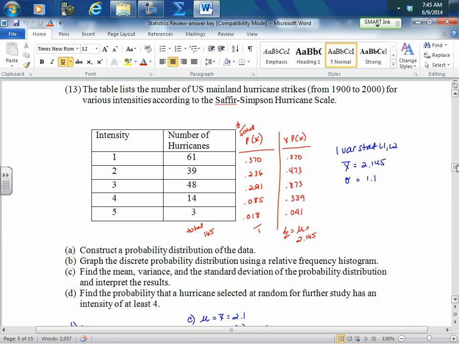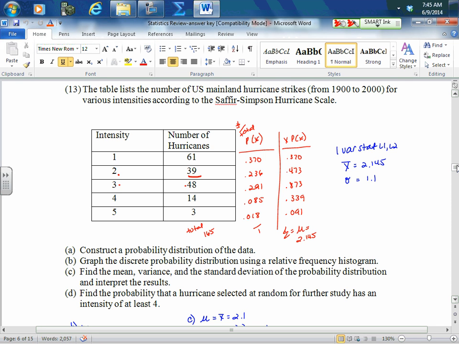Okay, now here's your probability tables again. This brings us back to your relative frequency. The table shows the number of U.S. mainland hurricane strikes from 1900 to 2000 for various intensities, 1, 2, 3, 4, 5, according to the Saffir-Simpson hurricane scale. You know how they rate your hurricanes? And these are the number of hurricanes that occurred: level 1, 61, level 2, 39, level 3, 48, and so forth.